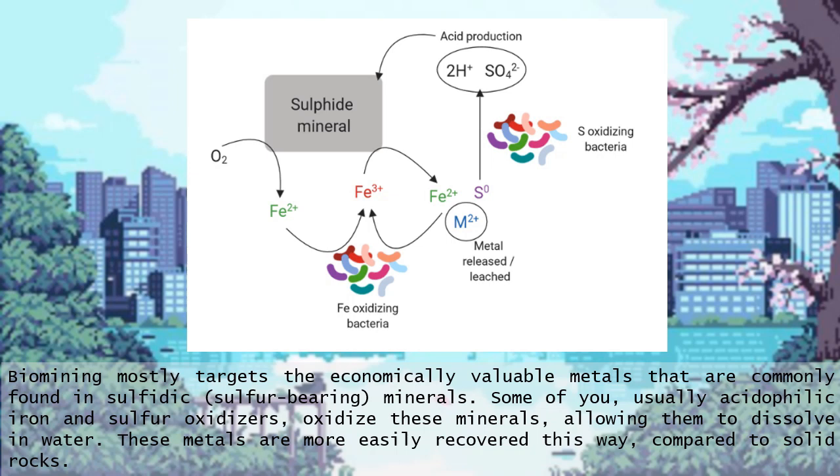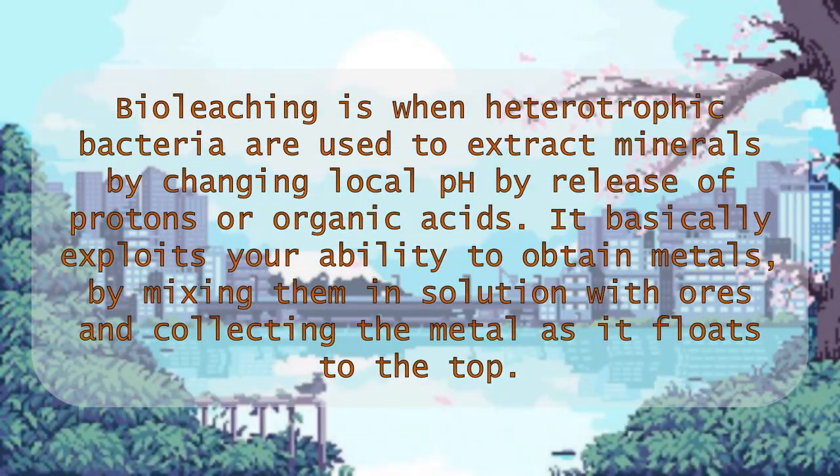Some of you, usually acidophilic iron and sulfur oxidizers, oxidize these minerals, allowing them to dissolve in water. These metals are more easily recovered this way compared to solid rocks. Heterotrophic bacteria can also extract minerals in circumneutral or alkaline pH by changing the local environment pH, often by the release of protons or organic acids. This is bioleaching, when the metal of interest is directly dissolved and is applied to base metals. For example, iron and copper are converted into forms that dissolve more easily.